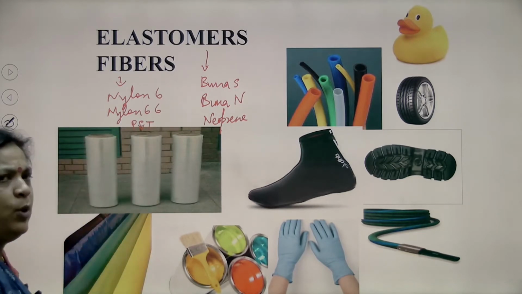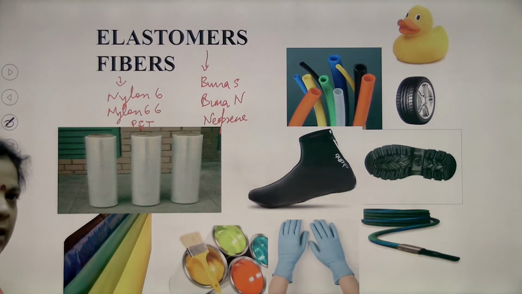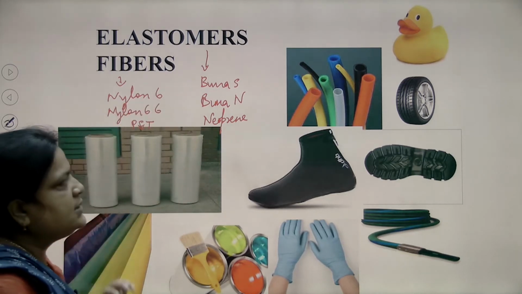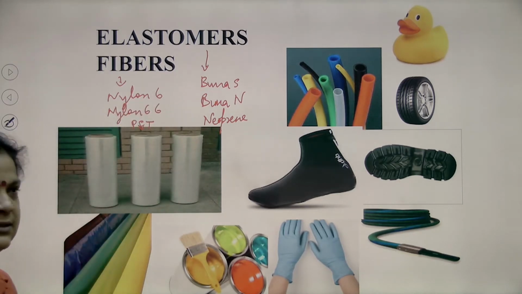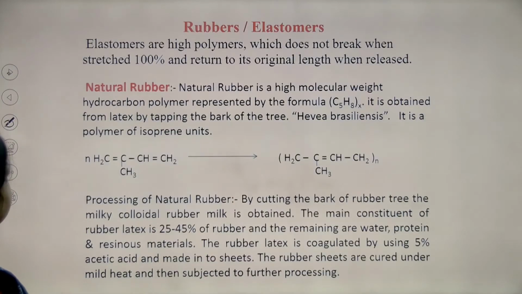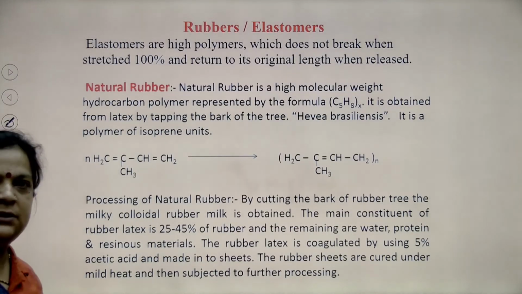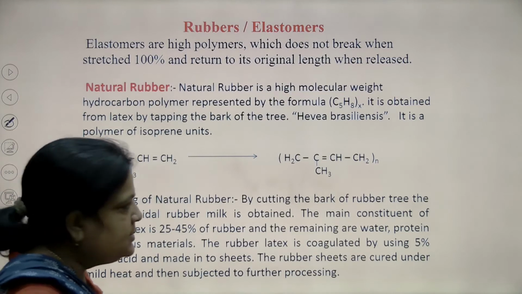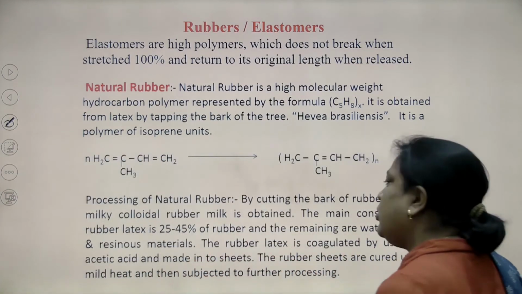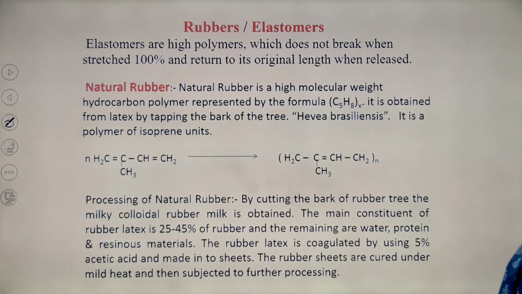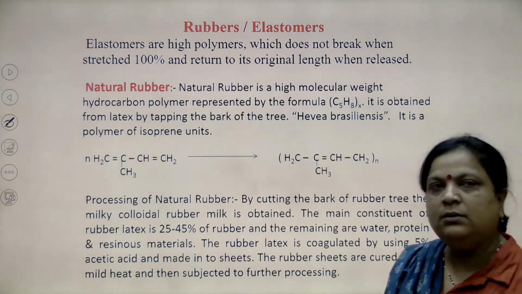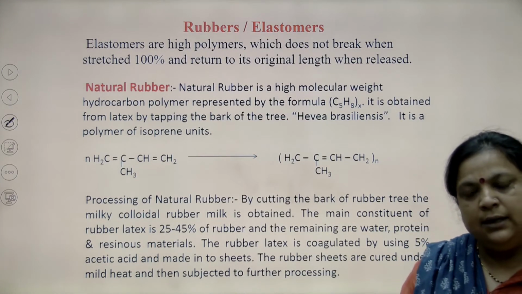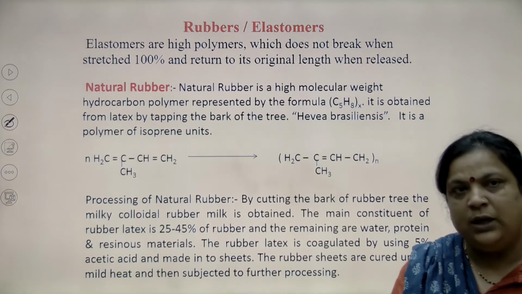There are lots of polymers, but in the syllabus these 6 polymers are given, so we will discuss these 6. Now, first let us take elastomers. Elastomers are also called viscoelastomers because these types of polymers have viscosity as well as elasticity. Elastomers are long, thin, and we can say elastic polymers.